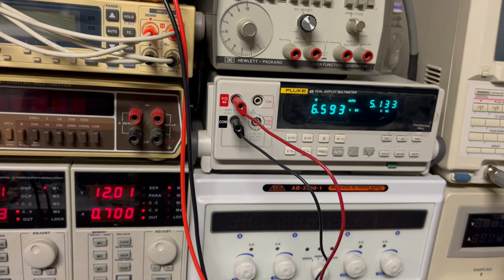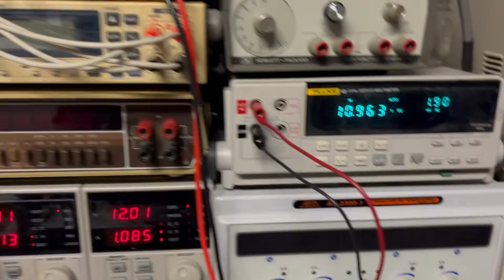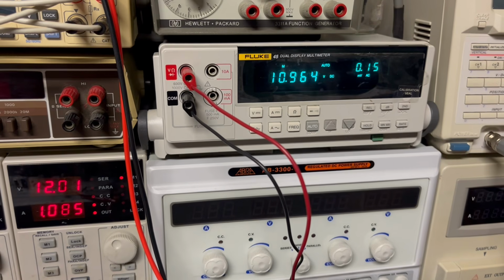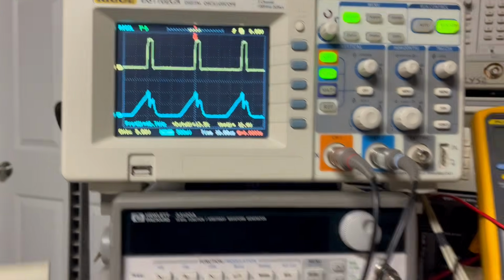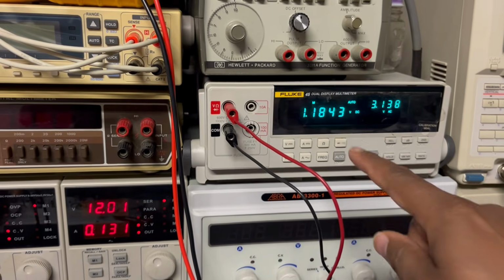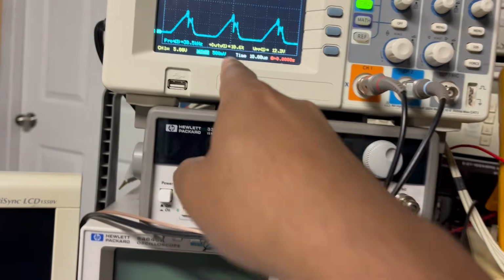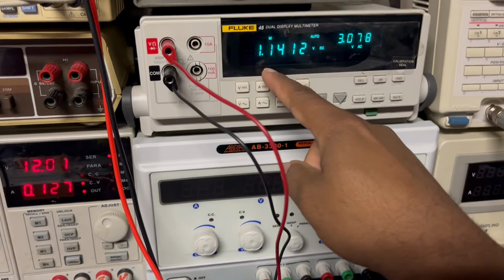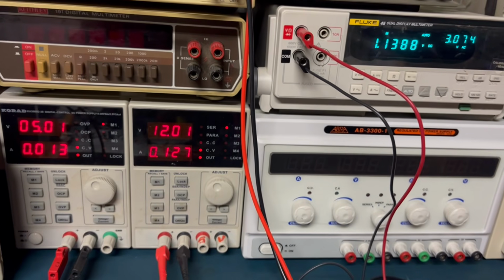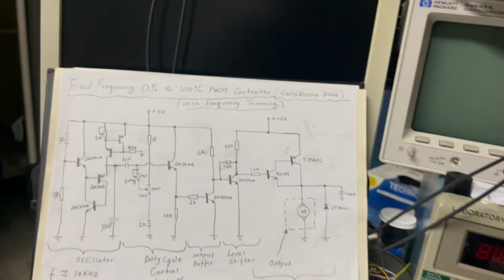So if we look at maximum duty cycle, 100%, we get almost 11 volts. And if we lower the duty cycle, the average voltage goes down, right? Just 10%, right? 10% of 11 volts is 1.1 volts, right? That's what that is. So now, how do you use this in a closed loop circuit?